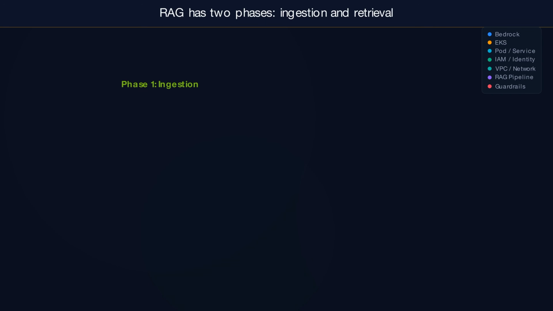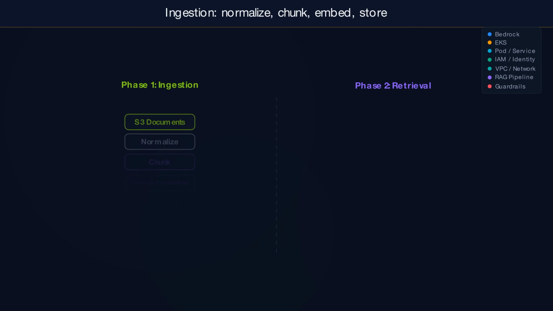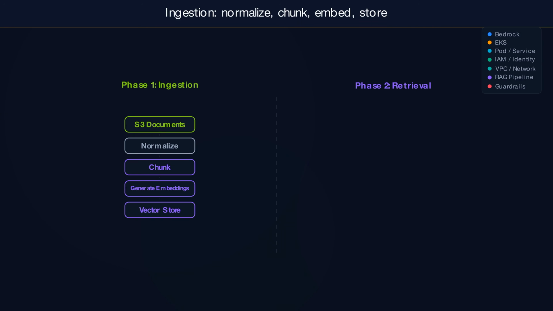Now let us deep dive into building a production RAG pipeline on EKS. RAG has two phases, ingestion and retrieval. Let us start with ingestion. Your raw documents, PDFs, wiki exports, runbooks, API docs, live in S3. An ingestion worker running as a cron job on EKS picks them up. First, it normalizes content to clean text.